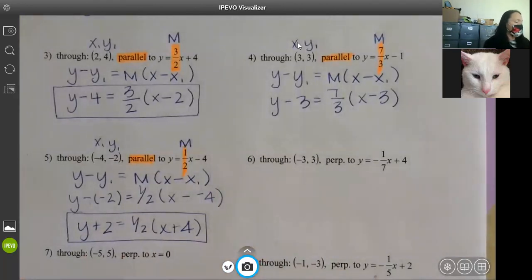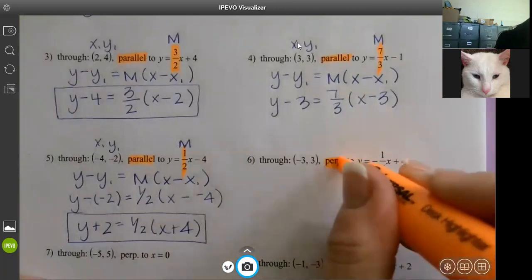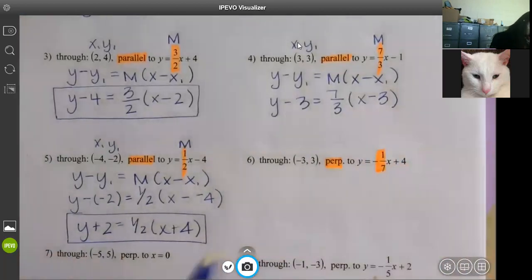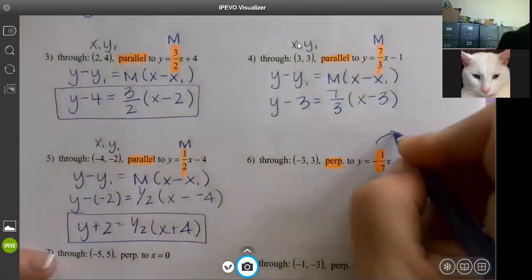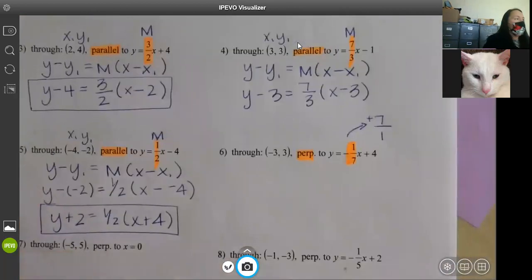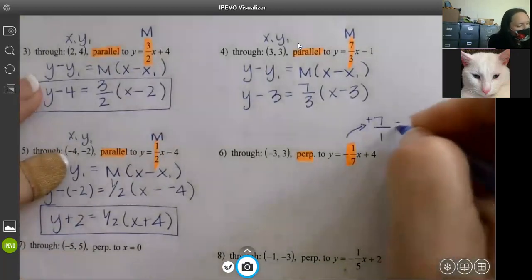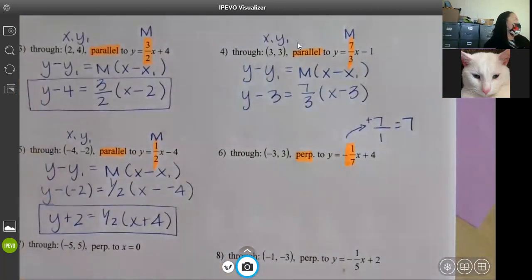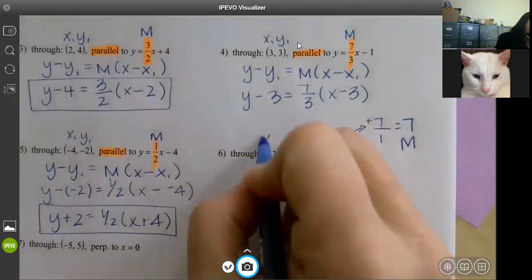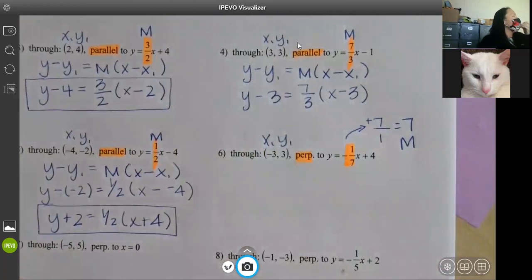All right, so then at the top, I told you perpendicular meant what? Read your notes from the top. Flip and change. So we're going to take this fraction. We've already done this before. We're going to flip it over and change the sign. I would suggest if it's anything you can reduce, go ahead and reduce it. So this is actually a positive 7. This is going to be your m now. Everything else is the same, x1, y1. So the only thing we're doing is changing the slope. We're going to flip and change the slope. Everything else is exactly the same.